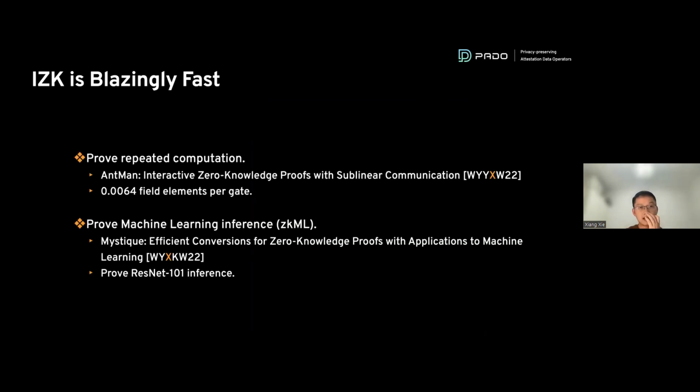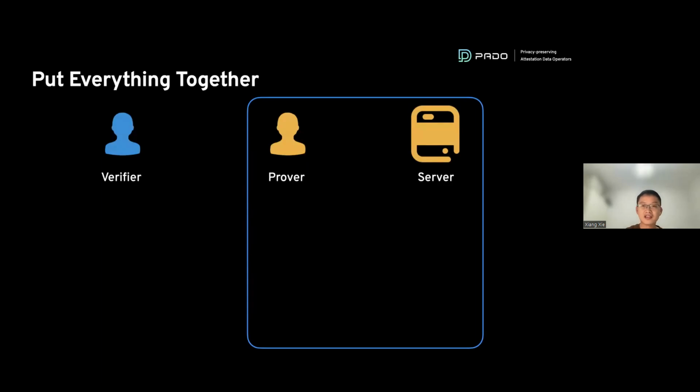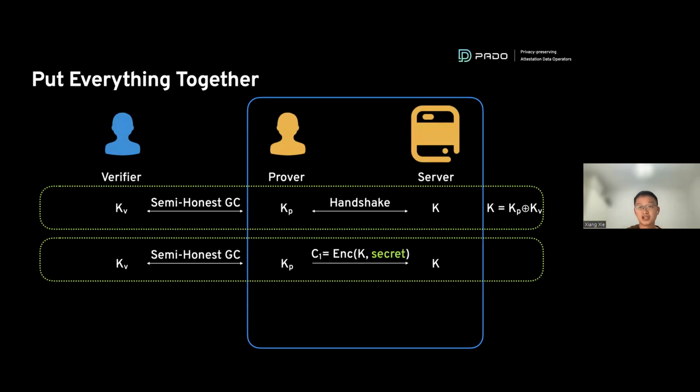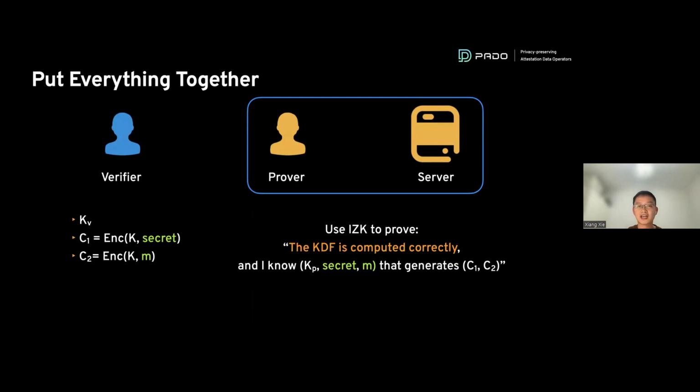So that's IZK, and now let's put everything together. In our case, we first use a semi-honest GC to do the handshake, and then we use a semi-honest GC to encrypt the query part. After the verifier sends it back to the prover, we use IZK to prove that the KDF is computed correctly, and that the prover knows KP and the secret M that generates C1 and C2. And that's the whole framework.